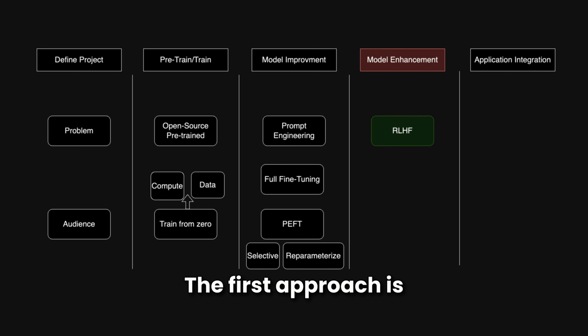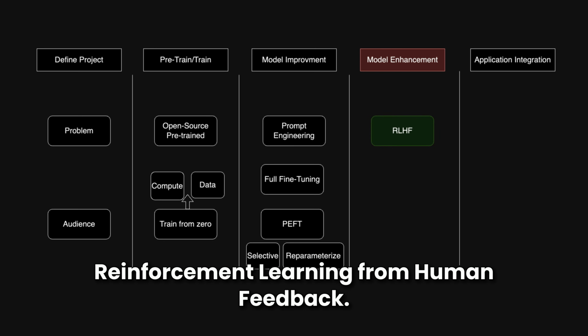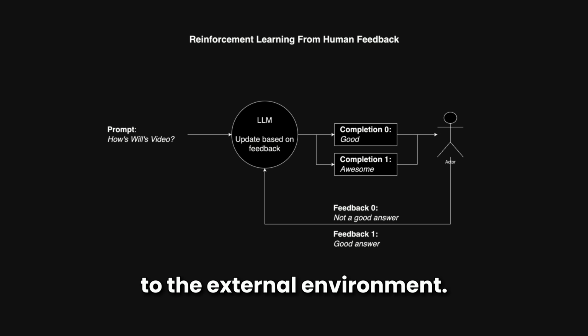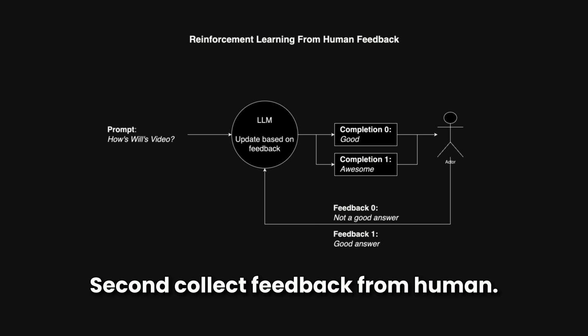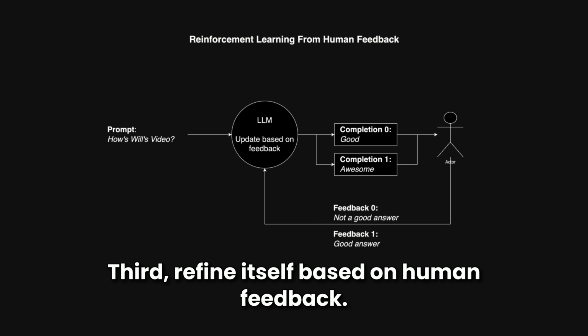The first approach is reinforcement learning from human feedback. This involves connecting the model to the external environment. With this method, the model can first interact with the surrounding environment. Second, collect feedback from humans. Third, refine itself based on human feedback.